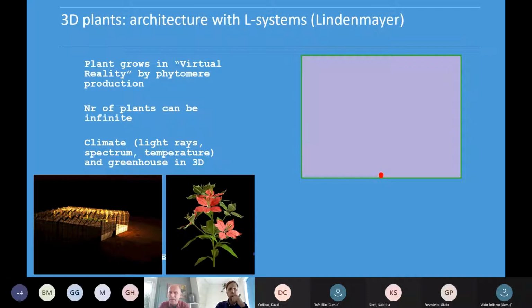Maybe you have heard about it. L systems were already invented in the late 60s by Professor Lindenmayer, and it is a sort of modeling where you have all the organs as branches. You have a sort of branching structure. You simulate. You can have infinite number of plants in your scene. You can, apart from modeling the branching and so on, simulate climate like ray tracing, spectrum, temperature, etc.